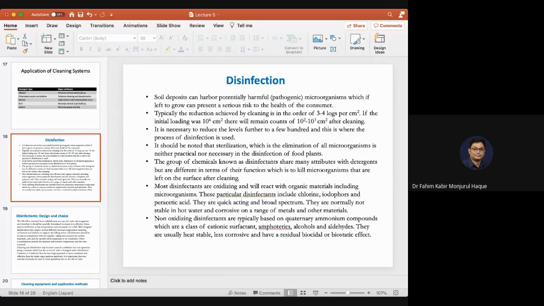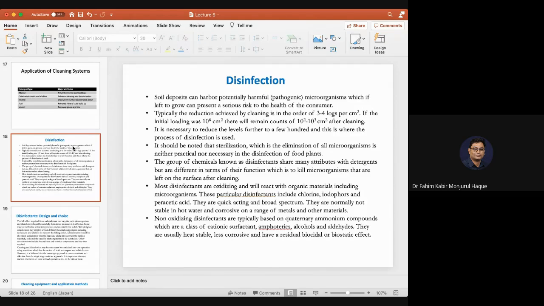Exactly. So disinfection means we don't want to sterilize, because sterilizing is very costly, and it's practically impossible to sterilize the plant. So the target is to reduce the number of microorganisms, not to kill all of them. It's practically impossible to kill all the microbes, so the target is always to reduce the number to a level where it's somewhat safe.